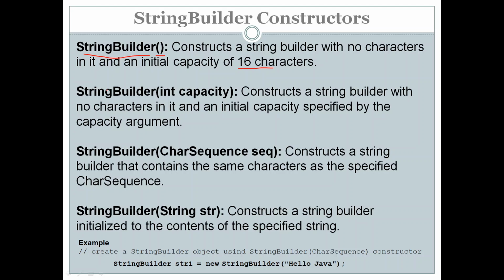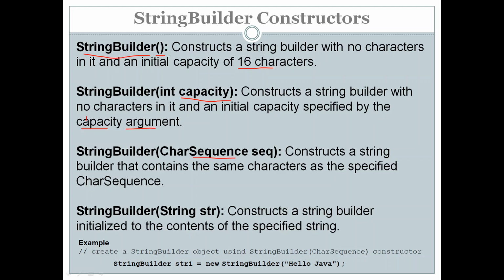Next, we have StringBuilder which takes capacity as an argument to the constructor. So we can pass the capacity, the number of characters in this string. It constructs a StringBuilder with no characters in it, and initial capacity specified by the capacity argument. So there are no characters in this particular string, but the capacity has been specified, which specifies the number of characters which can be added to it.